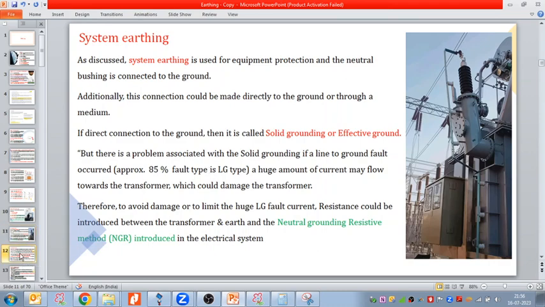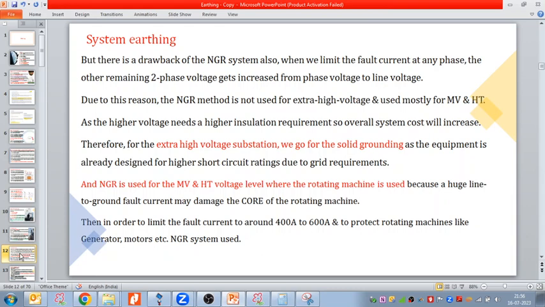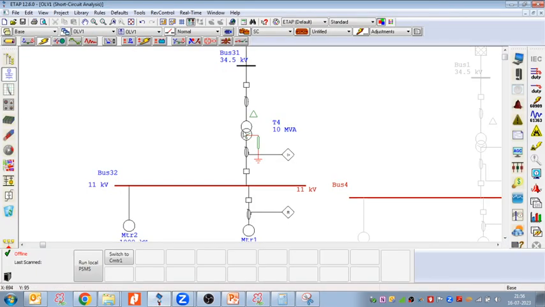But there is a drawback of this NGR system as well. This NGR system is also not a foolproof system. When we limit the fault current at any phase, the other remaining two phase voltages get increased from phase voltage to line voltage. Let us see this statement with the help of ETAP as well.